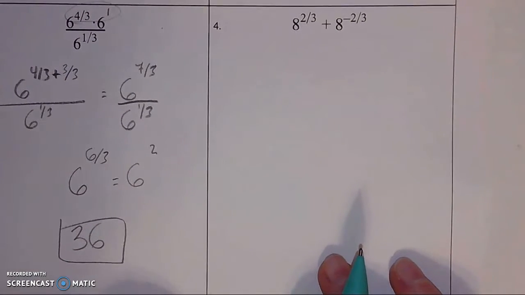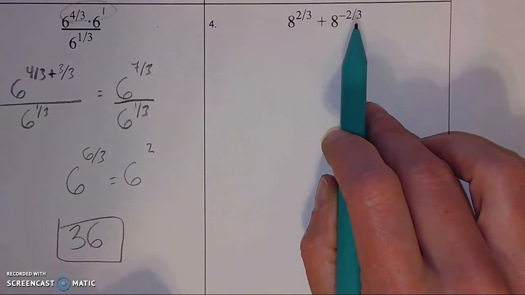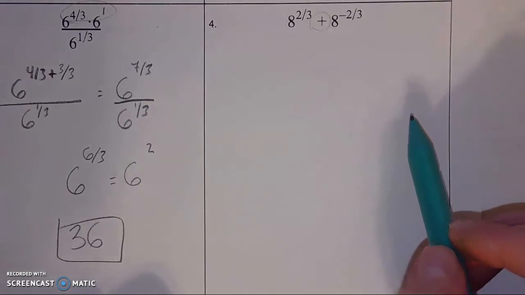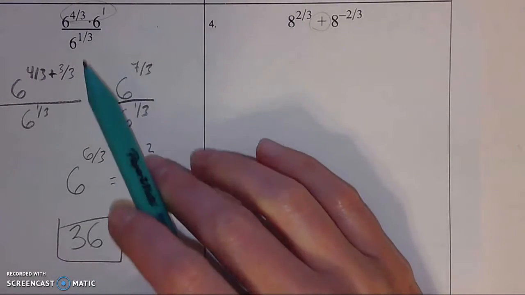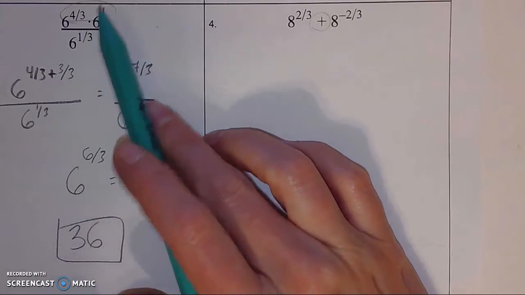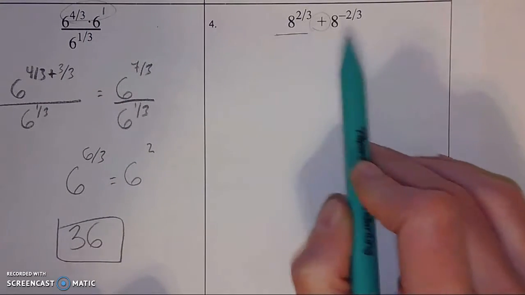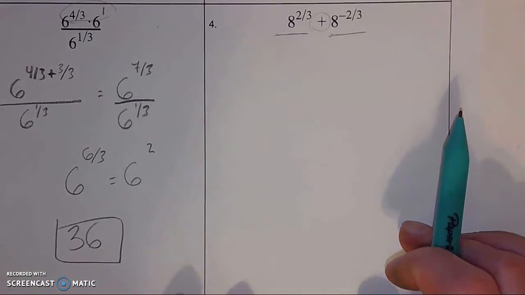Alright, moving over. This looks very similar. You would think same base, just add exponents, but this guy is not multiplication or division. He is addition. You can only do the adding and subtracting if you're multiplying or if you're dividing. If you're adding, you treat this guy entirely separate and this guy entirely separate. So I'm going to go ahead and do 8 to the 2/3.